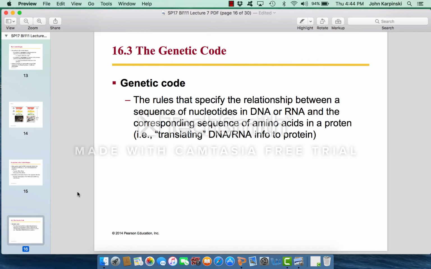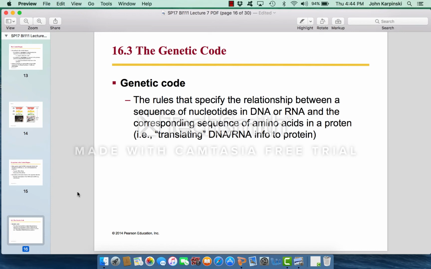Because we know that DNA is simply a sequence of deoxyribonucleotides. When it's transcribed, we have a sequence of ribonucleotides, and then from the ribonucleotides, we get a sequence of amino acids. But what is the correspondence between nucleotides and amino acids?